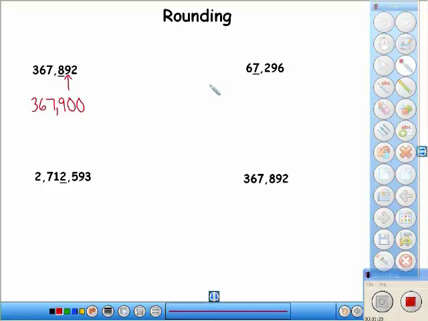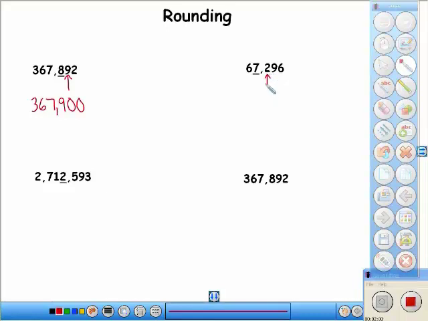So let's look over here on this number, 67,296. In this case, we're rounding to this place, the 7. This is in which place? That's the thousands. So find the place that you're rounding to and go 1 digit to the right. In this case, that digit is a 2. So now ask yourself, do we round up or do we round down? We're going to round down because 2 is less than 5. Remember, 4 and below we round down, 5 and above we round up. So we're going to round down.